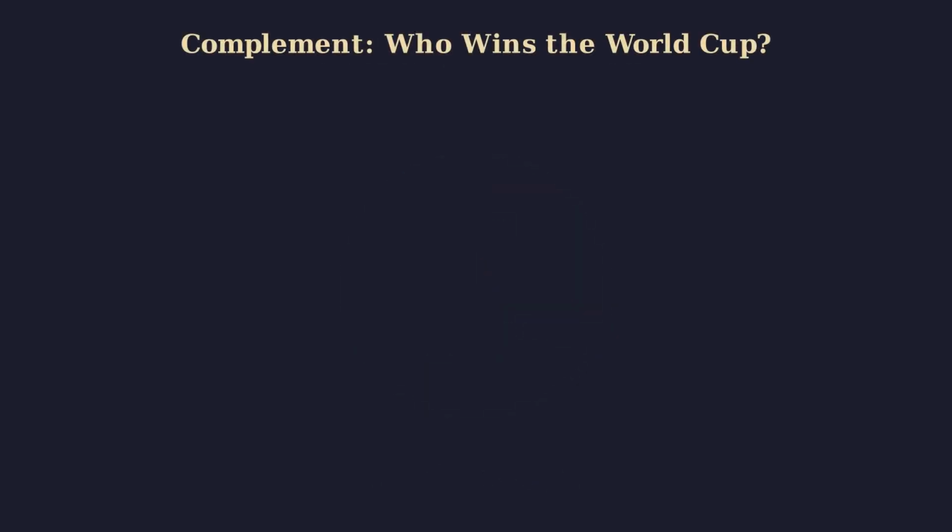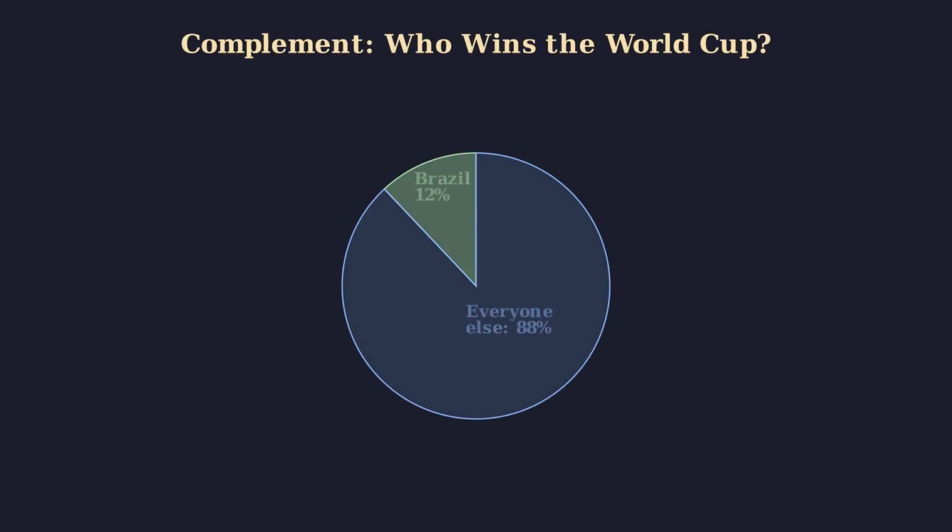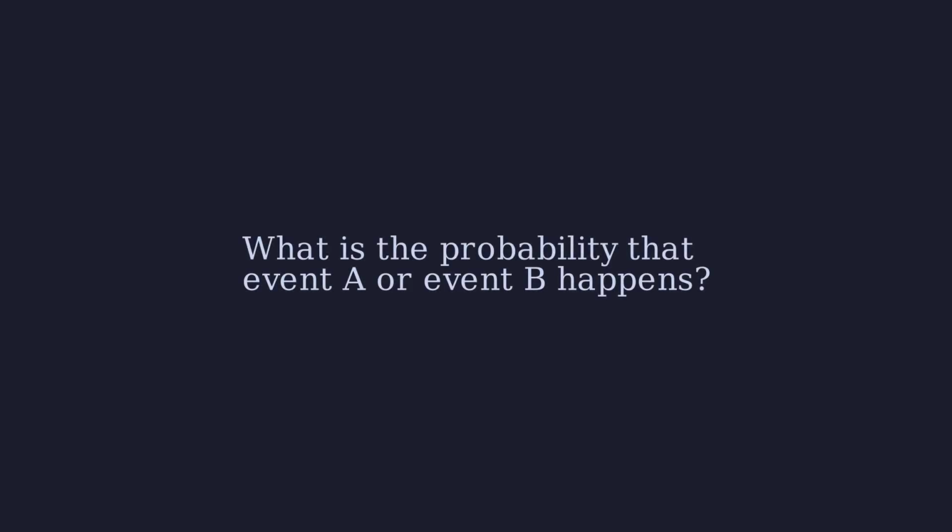Think about the World Cup. Let us say Brazil has about a 12% chance of winning the next World Cup. What is the probability that some team other than Brazil wins? You do not need to calculate the individual probability for Germany, Argentina, France, Spain, and every other team. You just use the complement. P of not Brazil equals 1 minus 0.12. That is 0.88, 88%.